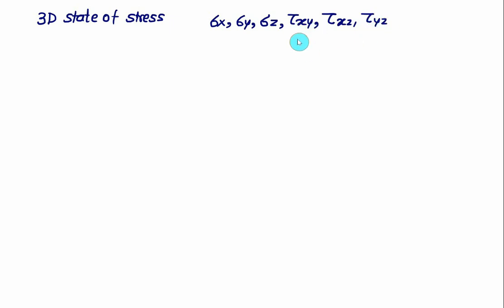The shear stress tau xy is equal to the shear stress tau yx. The shear stress zx is equal to shear stress xz, and the shear stress yz is equal to zy. So they are one and the same. We'll draw the 3D state of stress using a three-dimensional cube, and then we draw the 6 stress elements on the cube representing sigma x, sigma y, sigma z, tau xy, tau xz and tau yz.